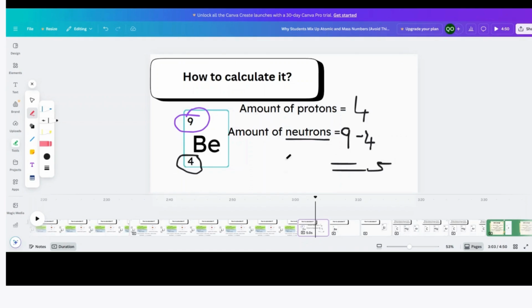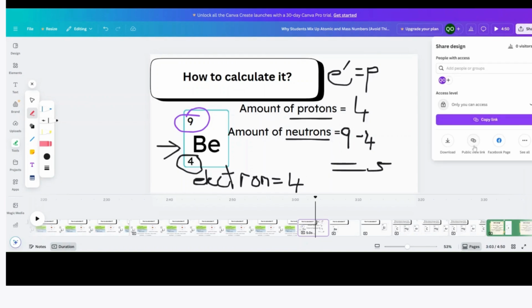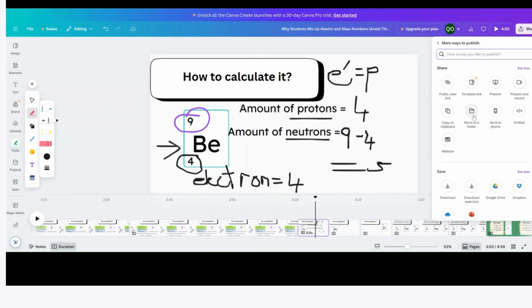How do we know how many electrons are in this beryllium atom? So for argument's sake, this is now a neutral atom. So the protons and the electrons will be the same. Electrons will be equal to the protons. So the amount of electrons would be equal to 4.